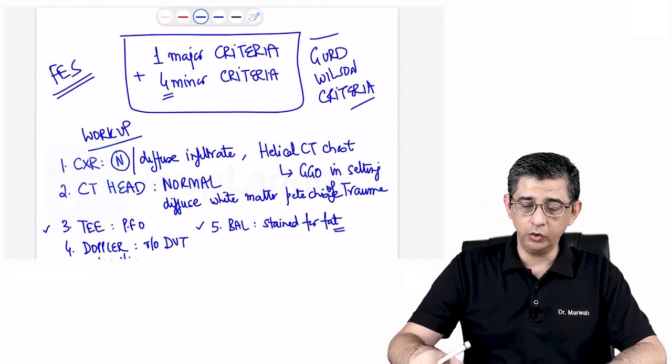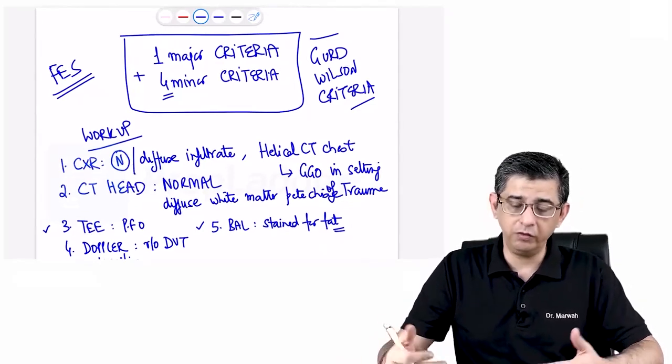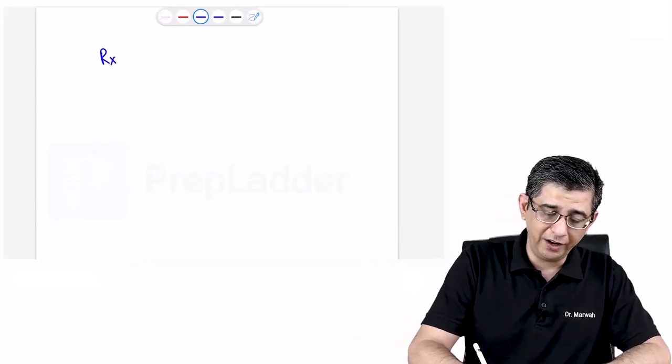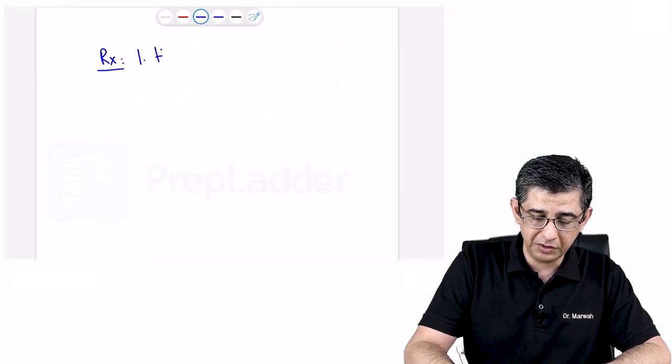So if you are able to deploy these criteria, with supportive evidence from the workup, you are ready for treatment of this patient. There is no definitive treatment for this condition. What is the first step?